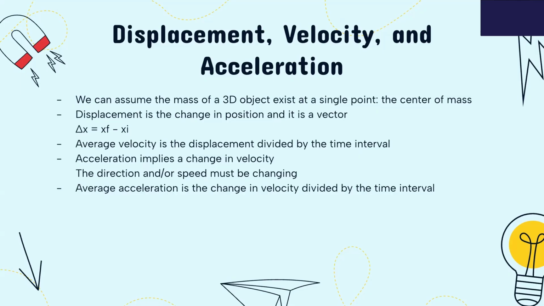And one more thing, acceleration has to imply a change in velocity. Acceleration is defined as the rate of change of velocity. So velocity is changing. Velocity is a vector, so it has direction and speed. So one of those or both of those must be changing. An average acceleration is the change in velocity divided by the total time interval. So it's generally over longer periods of time.